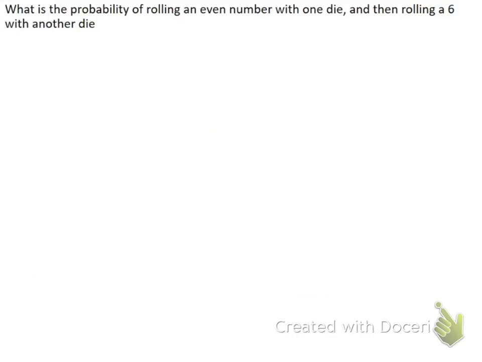In the next problem, we're going to find the probability of rolling an even number with one die and then rolling a 6 with another die. Again, the trick to this is I'm rolling 2 different times, so this is 2 events. And so probability of rolling an even: even numbers, I've got 2, 4, and 6. It's half the die, so 3 over 6, reduced down to 1/2.